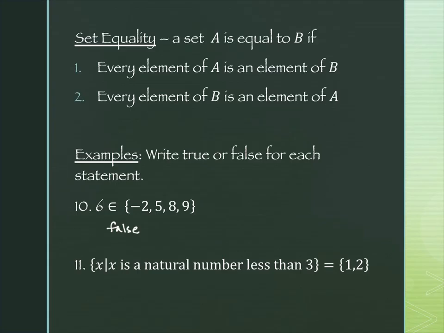And it's important to remember what natural numbers are. If it said whole numbers, then the answer would be no, right? But this says natural numbers. Natural numbers are the numbers 1, 2, 3, 4, and so on. And it says less than 3, so it won't include 3. So this one is a true statement.